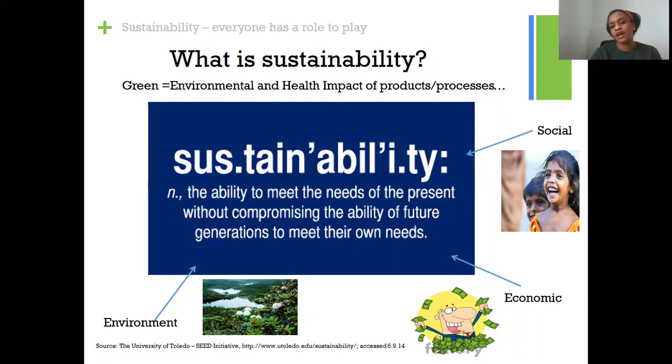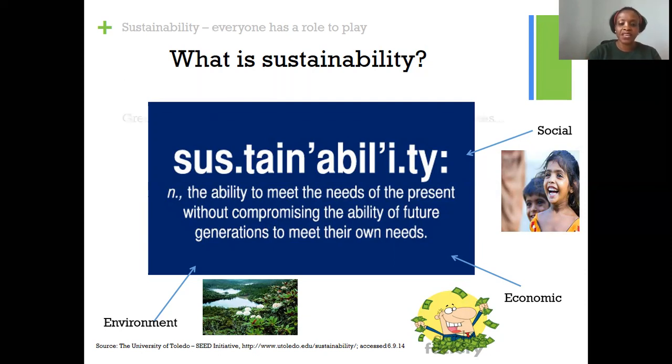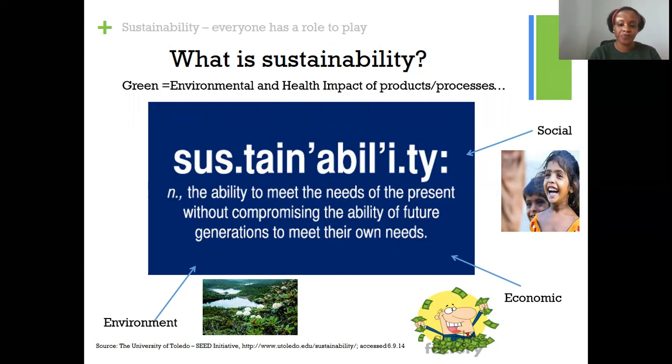Hope that is clear. And so based on that definition, I wonder what you think the answer is to our earlier question of, is sustainability the same thing as green? You're right, the answer is no. Sustainability is not the same thing as green. It does not mean the same.